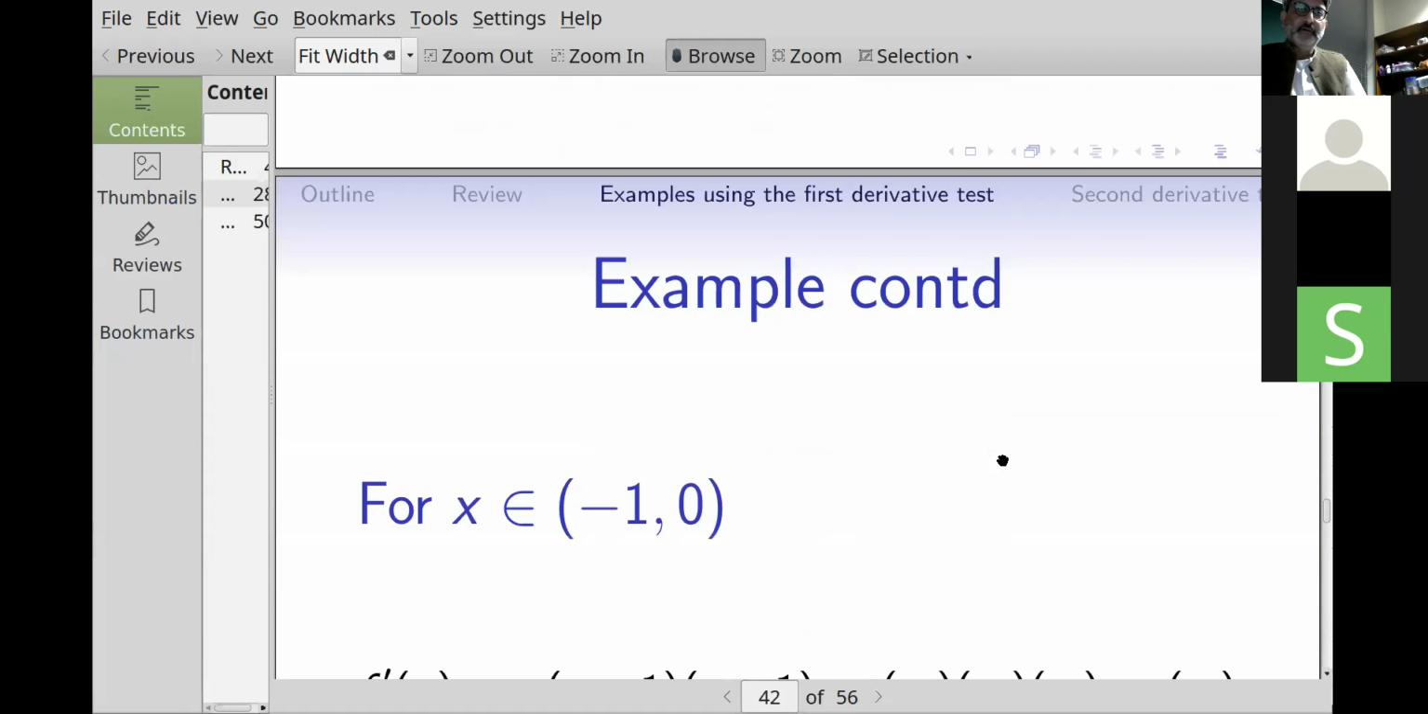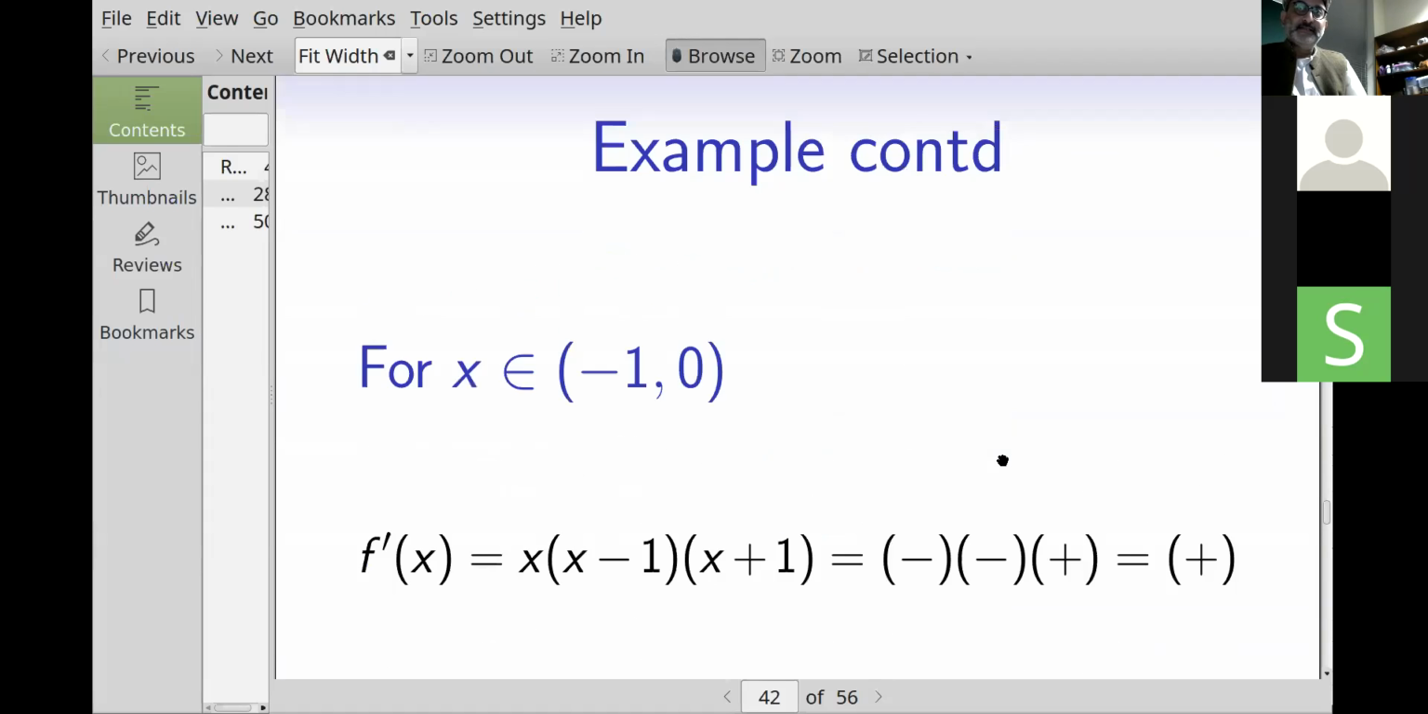Now, the next interval of interest was from -1 to 0. If you put a number between -1 and 0 into x, x minus 1, and x plus 1, the first factor is negative, the next factor is negative, and the next factor is positive. A negative times a negative times a positive gives you a positive number. So the function is increasing between -1 and 0.